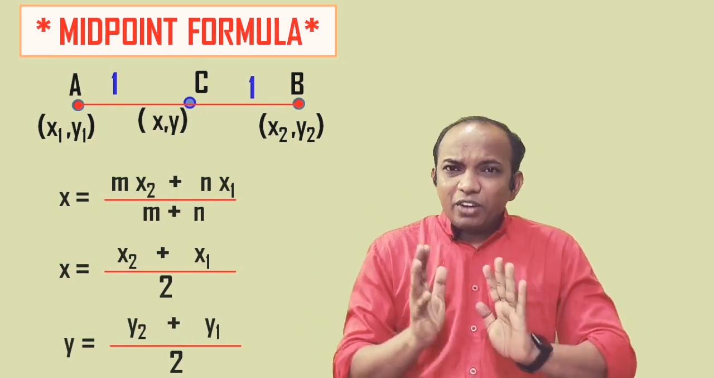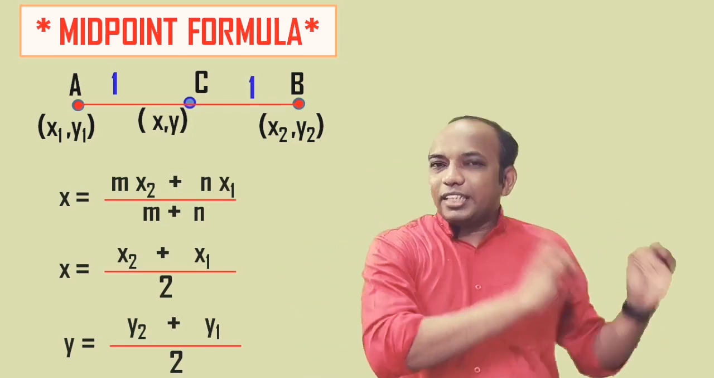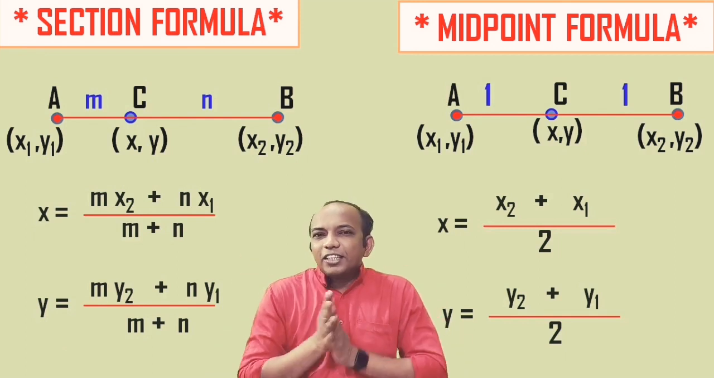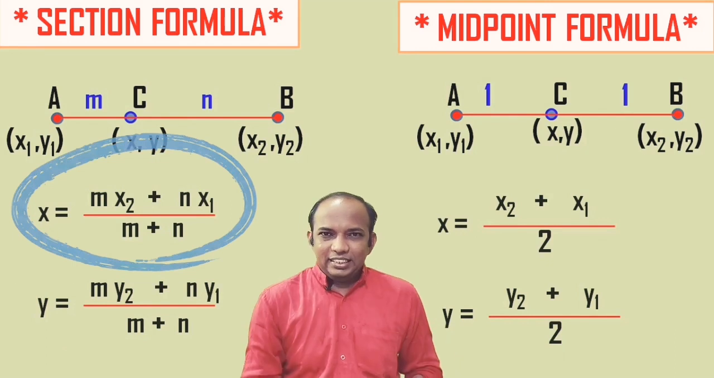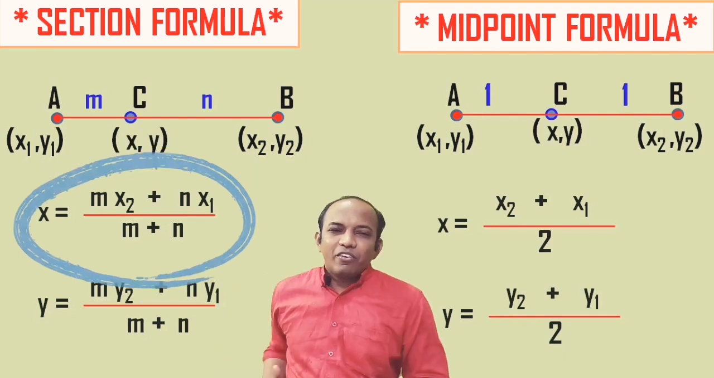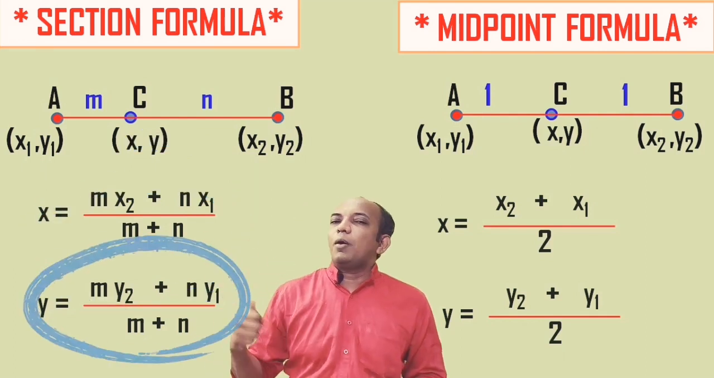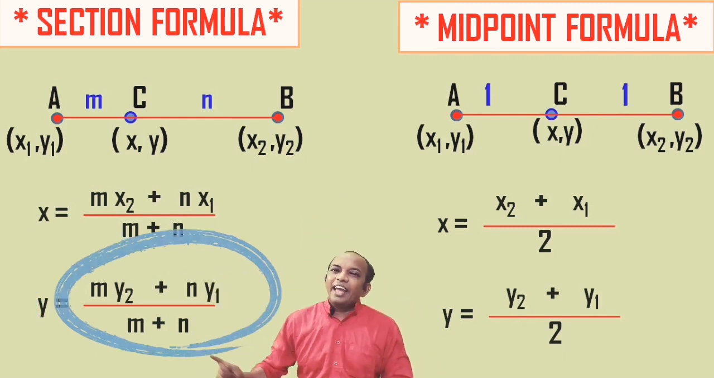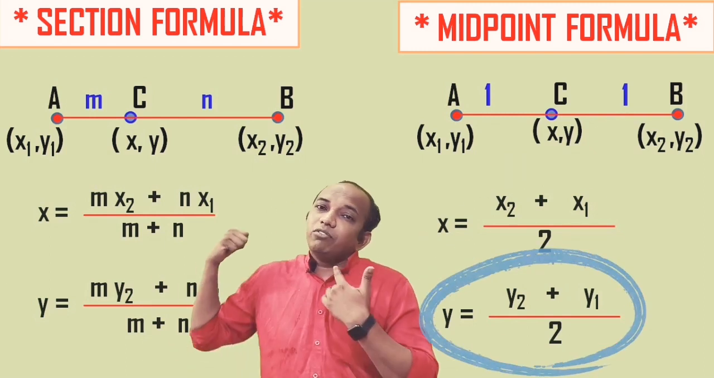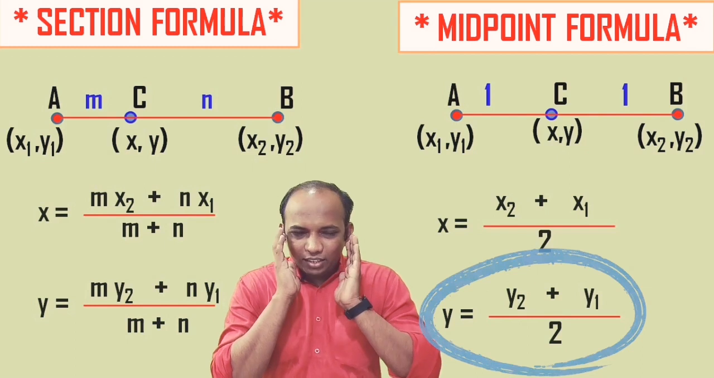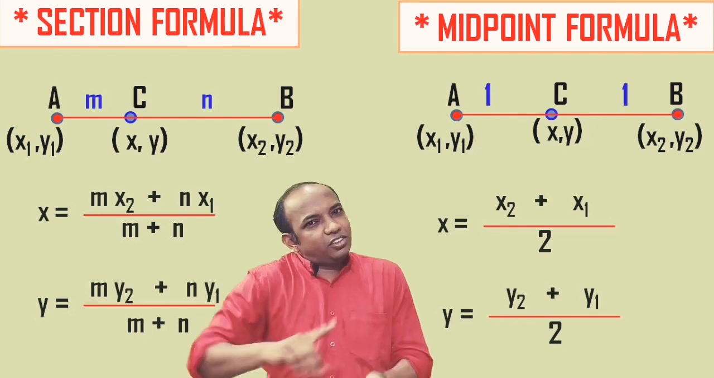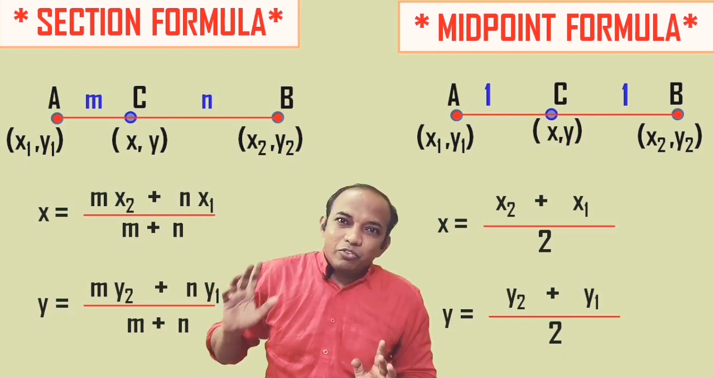So we have understood the section formula and the midpoint formula while calculating the coordinates of x and y. For the section formula, the value of x is mx2 plus nx1 the whole upon m plus n, and the same goes for y: my2 plus ny1 the whole upon m plus n. For the midpoint formula, x equals x1 plus x2 the whole upon 2, or x2 plus x1 the whole upon 2, and for y we have y2 plus y1 the whole upon 2. I hope it is clear for you all. For the section formula, do not forget that the value of m sticks to x2 and y2 in the multiplication.